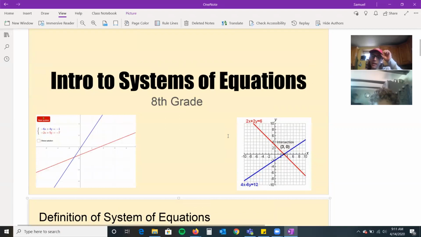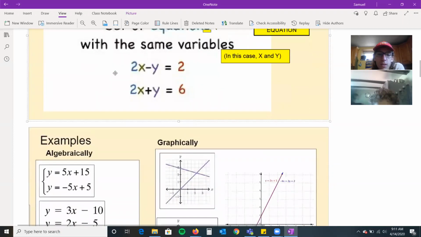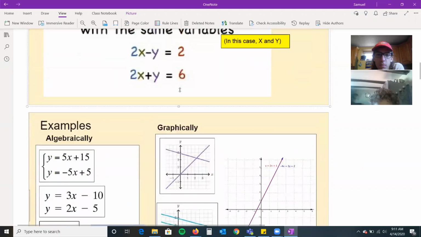Anytime we're looking at a coordinate plane, there's only 2 dimensions. There's our y-axis, which goes up and down, and our x-axis that goes left and right. So here is an example. This one says 2x minus y equals 2. This one says 2x plus y equals 6. Those are our 2 equations. They both have an x and a y in it, and they both have a couple other numbers.